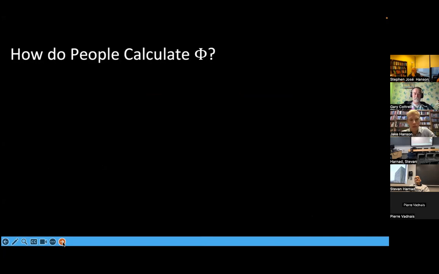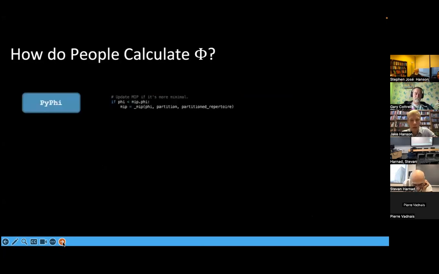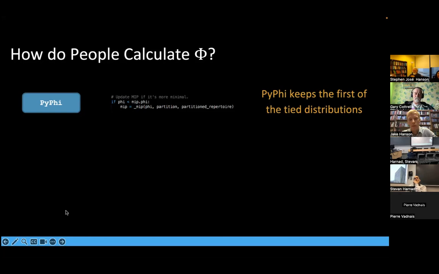So then my question was, well, how do people calculate phi? There's all sorts of published phi values. And the first time I tried to calculate it, I found just a plethora of different outputs. So I started to look at what people are publishing, and it was always the phi value. I looked into the phi code, and I saw how phi handles these ties. What it does is it just keeps the first distribution. So if phi is less than phi MIP, these values are tied, then your less than sign isn't going to work. So it's just going to keep the first one, and everything else that's tied gets thrown away.